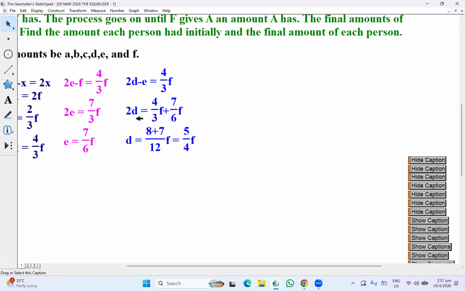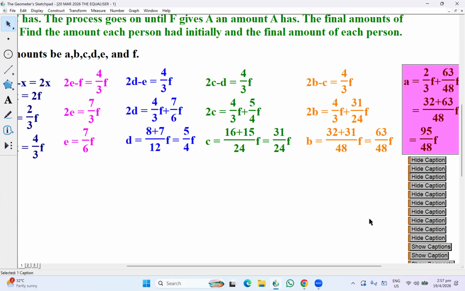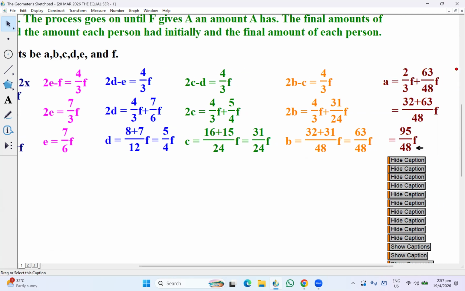So you can find D in terms of F. Okay. Then we can find C in terms of F, just substitute D, 5/4 like that. Okay. Then finally we got B in terms of F, and A is 95 over 48 F.